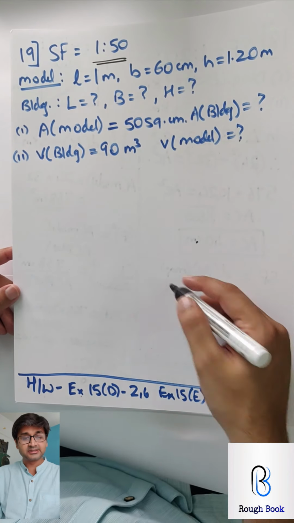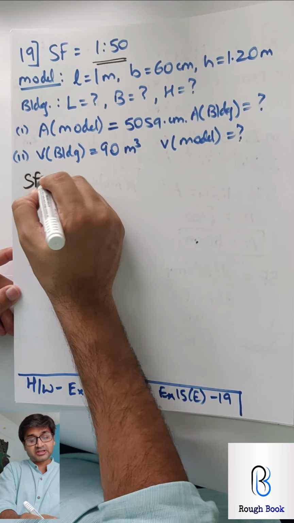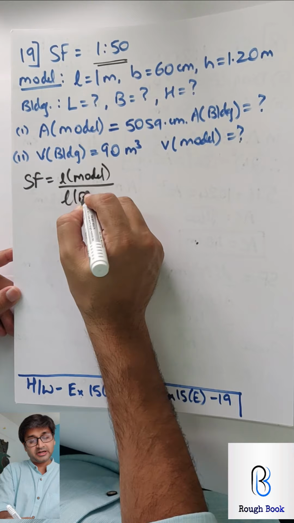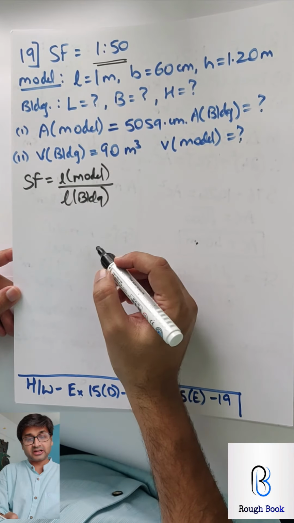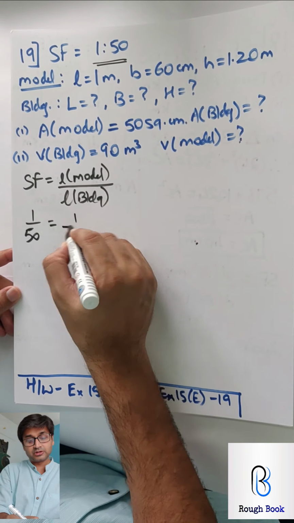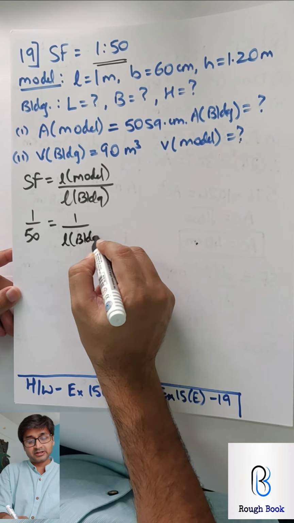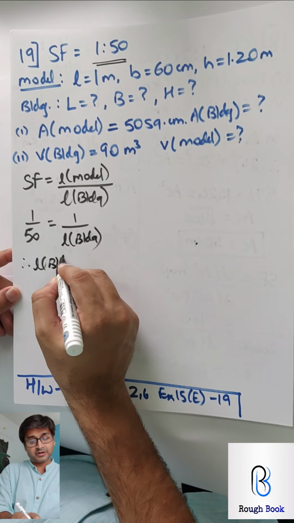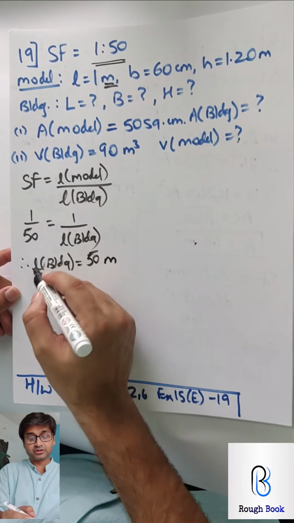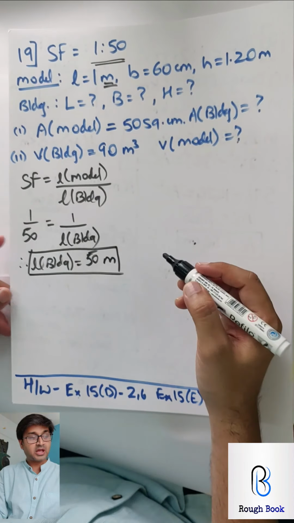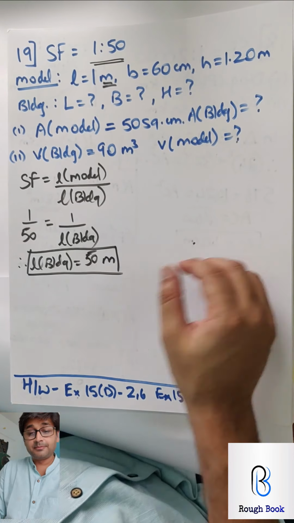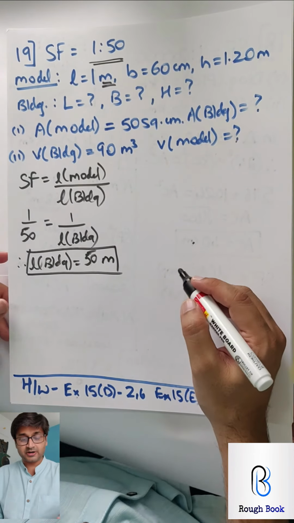But after that, yes. So first part, scale factor, length of model upon length of building. So scale factor 1/50, length of model is 1 meter upon length of building. So this was pretty simple. Length of building straight away becomes 50 meters, because this is 1 meter, so no conversion required right now. I at least managed to get the length of the building straight away. Now let's get the breadth of the building. So that was the first part.